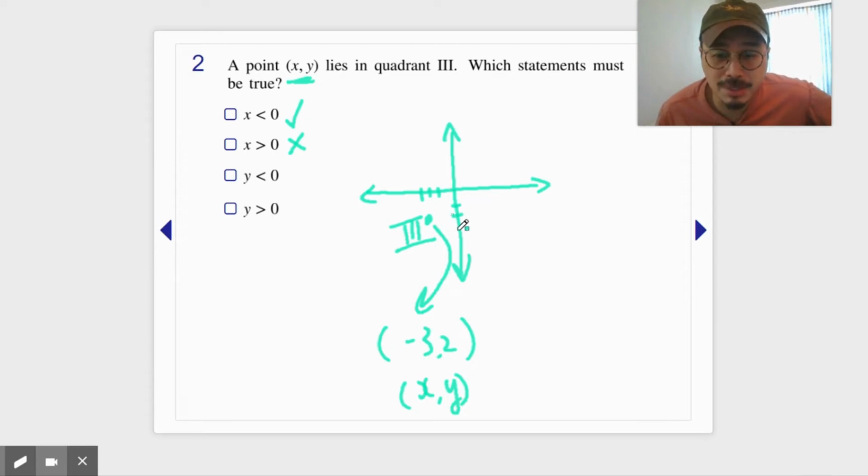Is y less than 0? Oh, wait, did I make a mistake? I did. (-3, -2). Oops. All right, so x is less than 0. That's true. Is x greater than 0? No. Is y less than 0? Yeah. And is y greater than 0? No. So as a matter of fact, all quadrant 3 points here, they're all negative.